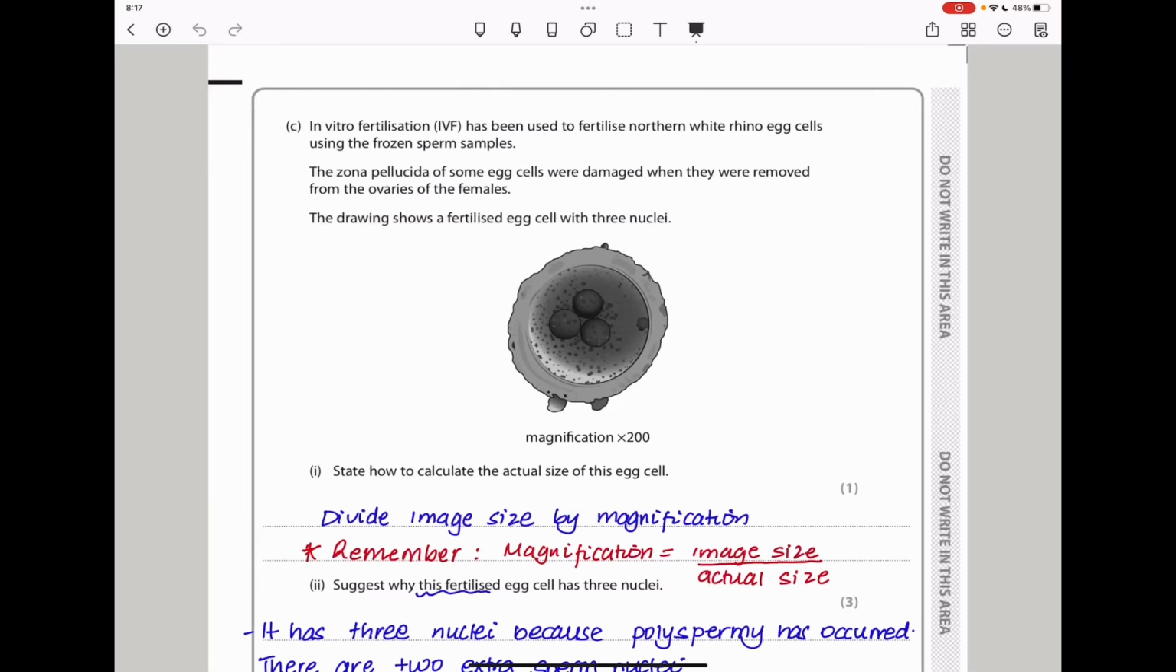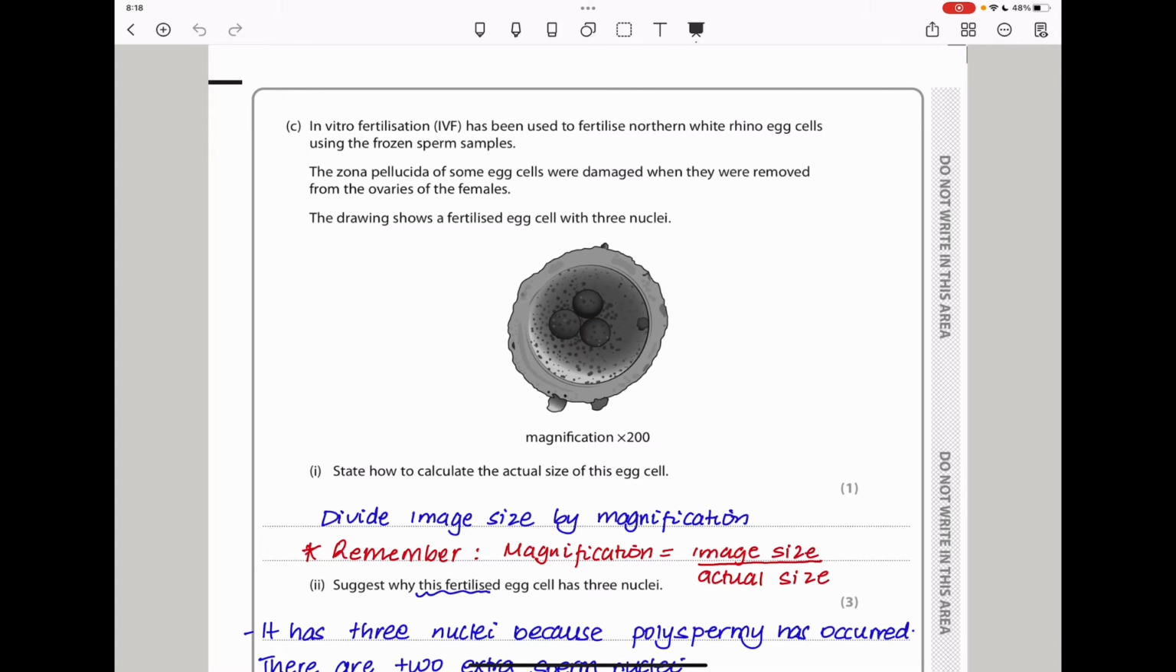So let's continue. Here they say in vitro fertilization, IVF, has been used to fertilize northern white rhino egg cells using the frozen sperm sample. The zona pellucida of some egg cells were damaged when they were removed from the ovaries of the females. The diagram shows a fertilized egg cell with 3 nuclei. So here we can see 3 nuclei.